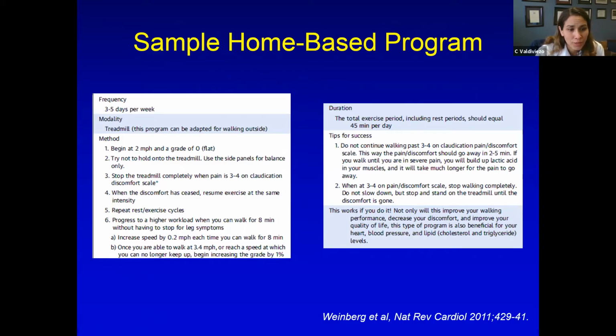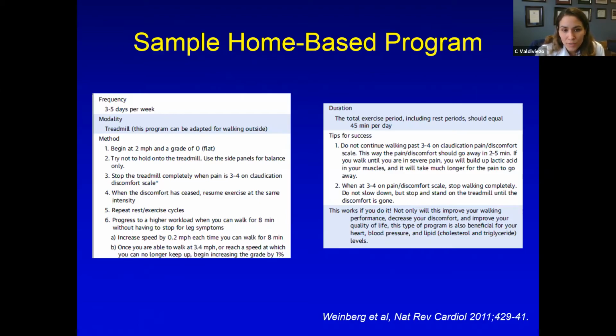Progress to a higher workload when you can walk for 8 minutes without having to stop for leg symptoms. Then increase the speed. Once you've reached it, you increase the speed by 0.1 to 0.2 miles per hour each time you can walk for 8 minutes. Once you're able to walk at 3.4 miles per hour, or reach a speed at which you can no longer keep up, begin increasing the grade by 1%. So these are very clear instructions of how to gradually increase their exercise capacity once they reach certain goals or milestones. The total exercise period, including rest periods, should equal 45 minutes per day.